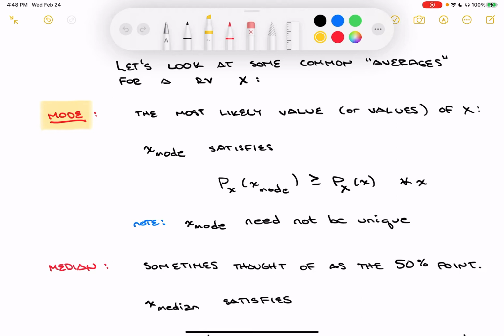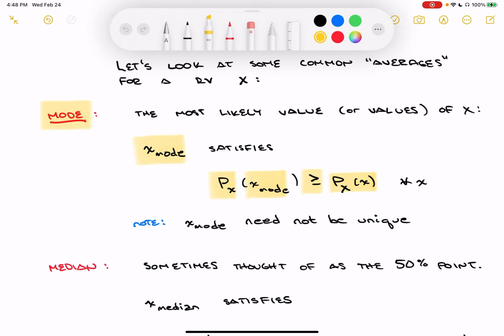We get this information from the probability mass function. The mode value, x mode, satisfies the following condition: the probability mass function at that value or values has to be greater than or equal to all other values of the probability mass function.